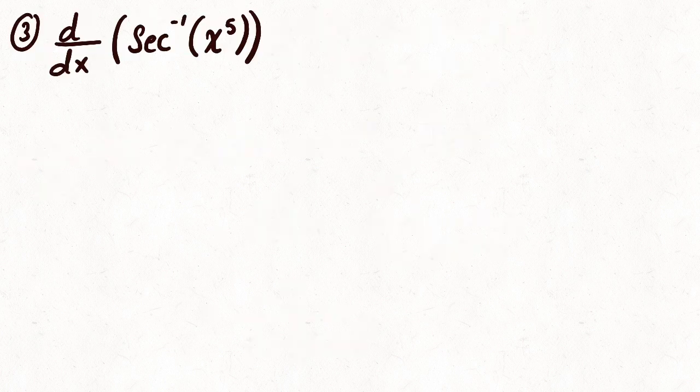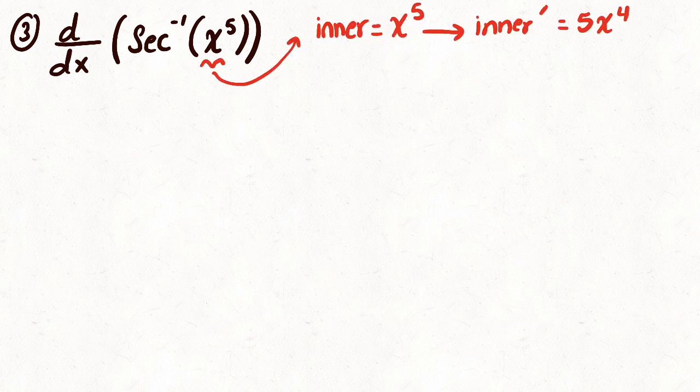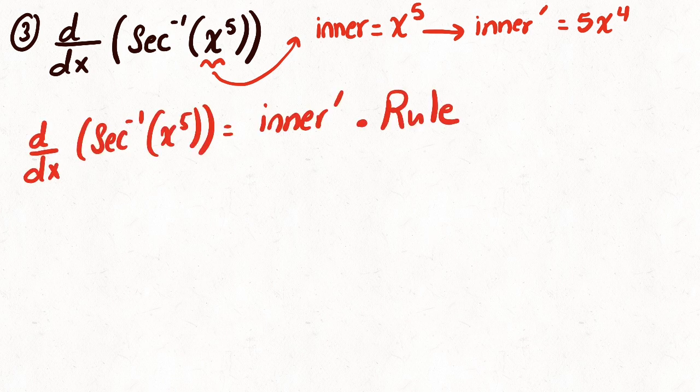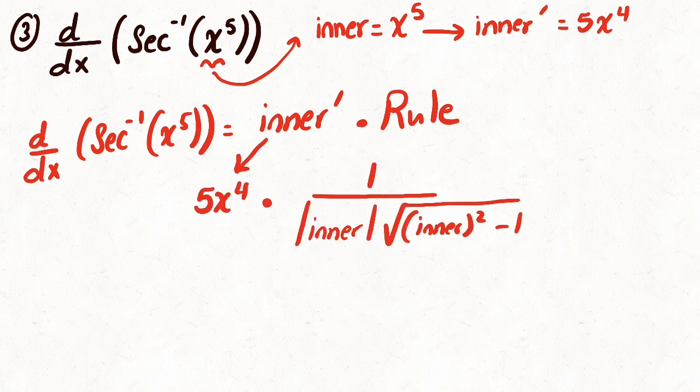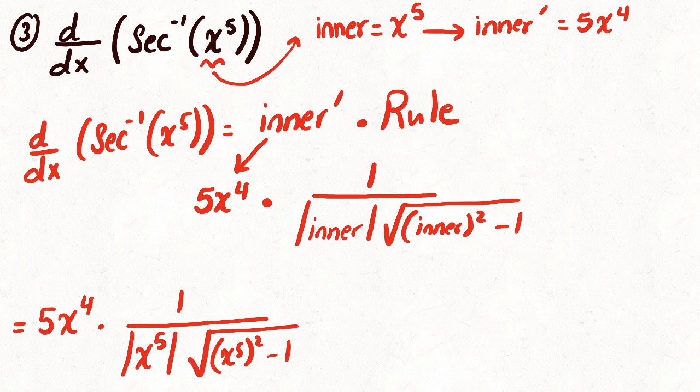Now, we're going to move to the third example. Again, the inner is the angle x to the power 5. Thus, the derivative of the inner is going to be 5x to the power 4. Now, to find the derivative, we will say it is the inner prime times the rule. Thus, in this case, it is the inner prime, which is 5x to the power 4, times the rule of the secant inverse, which is 1 over the absolute value of the inner, times the square root of inner squared minus 1. But we already know what the inner is. The inner is the angle, which is x to the power 5. All you have to do is just substitute, and if there is any chance of simplifying, go ahead.